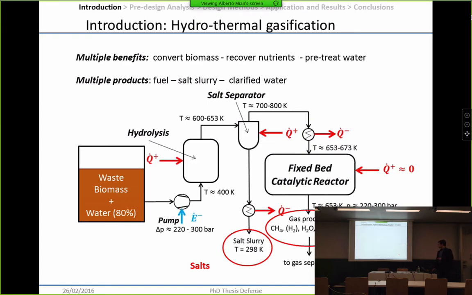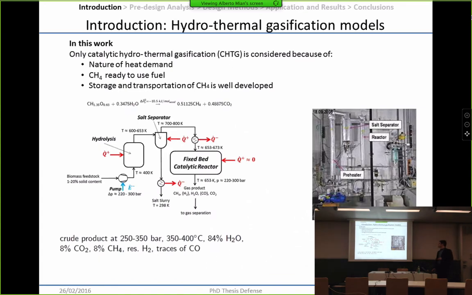So in my thesis, I was looking at this particular technology, which is in fact studied also at the Paul Scherrer Institute, where Professor Vogel has developed this experimental setup and has proved that this conversion is possible.